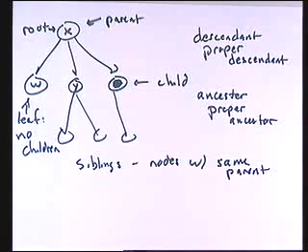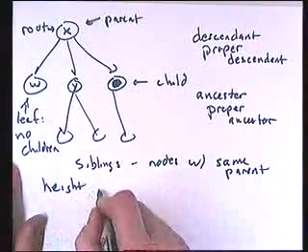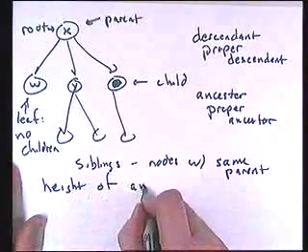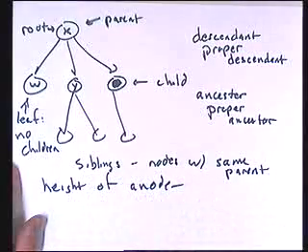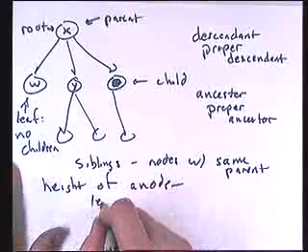The other two big definitions that we tend to worry about for trees themselves before we get into specific kinds of trees are height and depth. The height of a node is going to be the longest path from, I should say length of longest path.